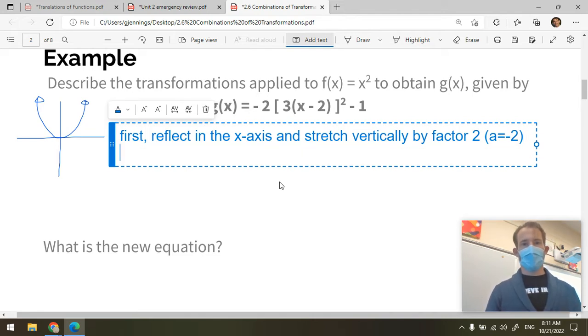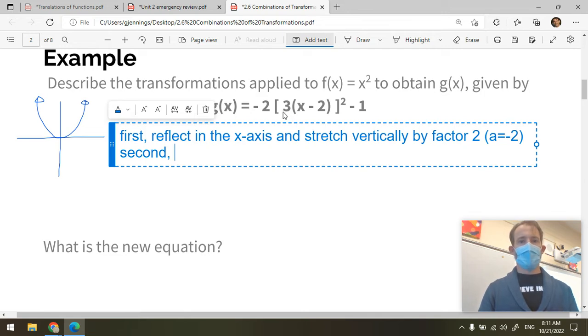And then what's next? What will we do next? Well, it doesn't matter which order you do your stretches and reflections, just that they happen before your translations. So now we're going to need to do the K transformation as well. And we could have done them second and first or first and second. It doesn't matter which one we do first because one's changing x values and the other one is changing y values. So they'll change things that are independent of one another. Well, second.